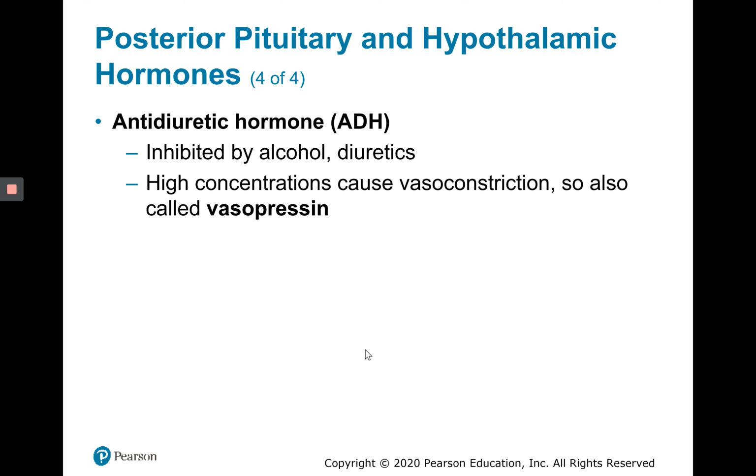We can inhibit antidiuretic hormone by the consumption of alcohol or diuretics, and then high concentrations of ADH can actually cause vasoconstriction. That's why ADH is sometimes known as vasopressin, because it can cause the constriction of blood vessels.